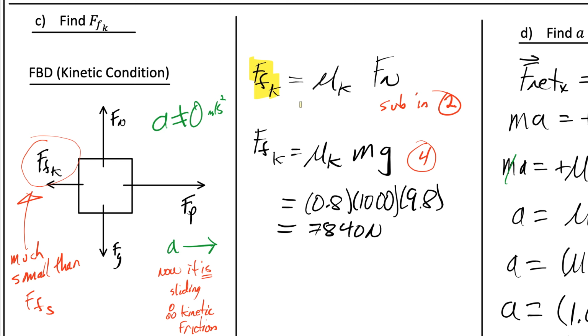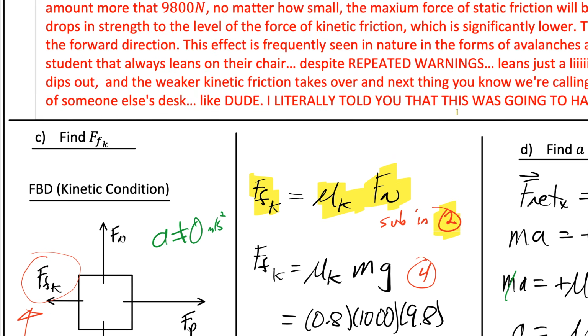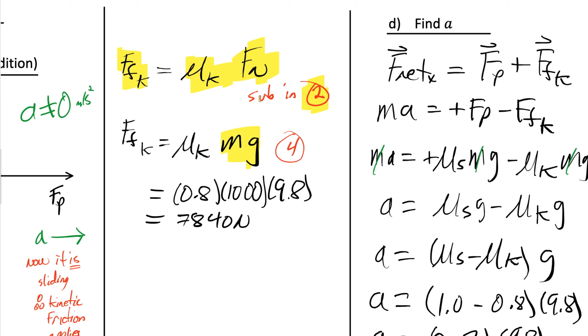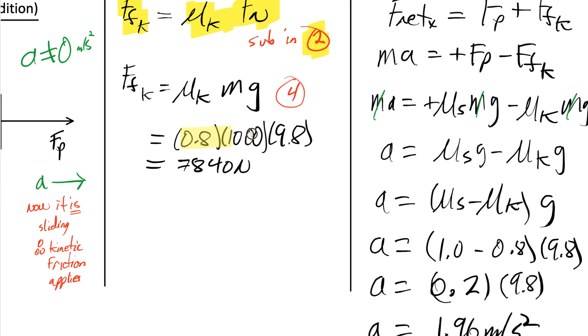Calculating the force of kinetic friction, we know that it's equal to mu k times Fn. But we already found Fn in the above question. We already derived an equation, equation 2 up here, where Fn equals mg. Substituting in, we replace Fn with mg, and now we have equation number 4, where the force of kinetic friction is equal to mu k times mg, where the force of static friction was mu s times mg. Putting in our values, we get a force of kinetic friction that is 7,840 newtons, which is much less than the 9,800 newtons that the pickup truck is applying, hence why we have acceleration in the positive direction now.